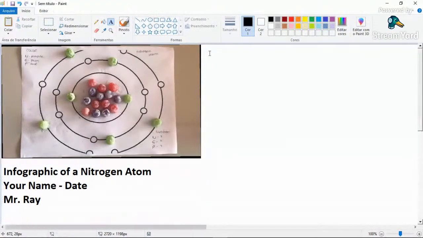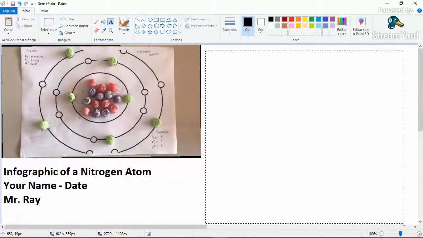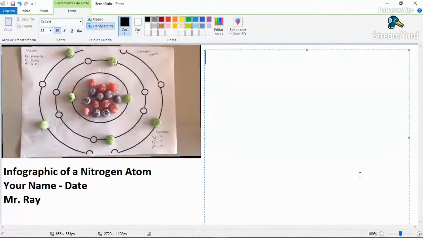And then on the right here, we have all this space. This is where I can put the information for the infographic. So again, click on the A and then make a nice big box because we're going to put a lot of information.